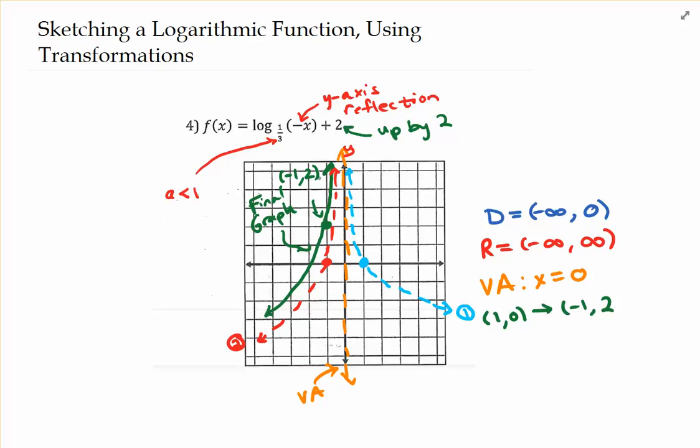All right, and that's how you do it. There's the sketch of f of x using transformations, along with some of the nice and juicy details of it. Let me just close that off.